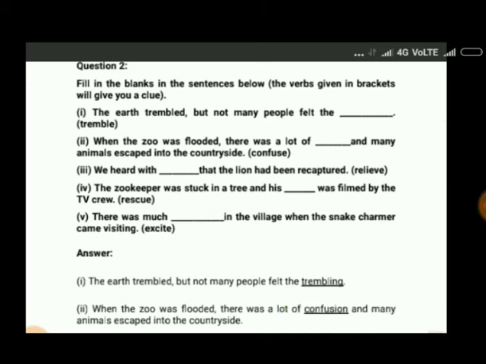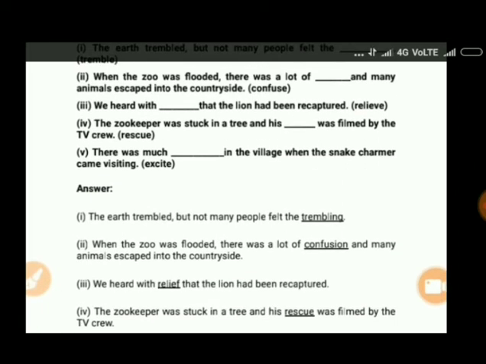Write down. When the zoo was flooded, there was a lot of, confuse is a verb but confusion. What will it be? Confusion. Okay. Next, third, we heard with relief. Relief. Okay, noun. Relief is a noun.